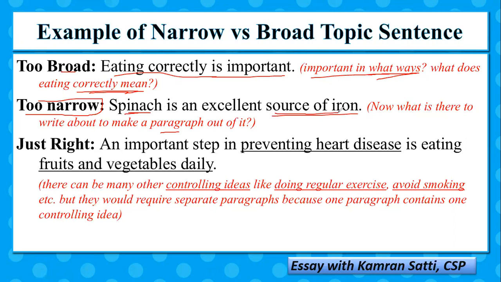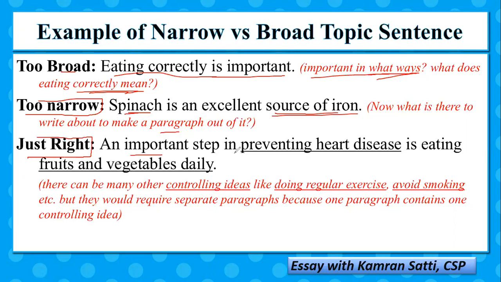Now what are you going to write about in the whole paragraph? You have already written it. Okay, there is not much to write about in this paragraph. So it is a too narrow topic sentence. Now this is an example of a just about the right topic sentence. It is neither too broad nor too narrow.